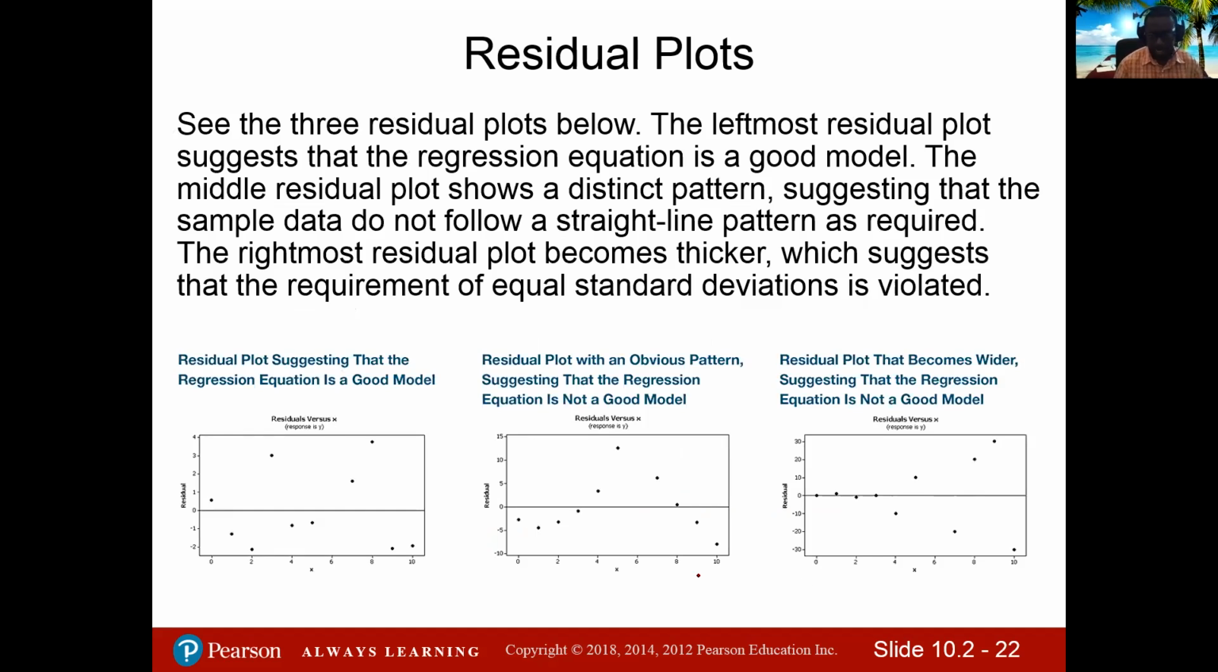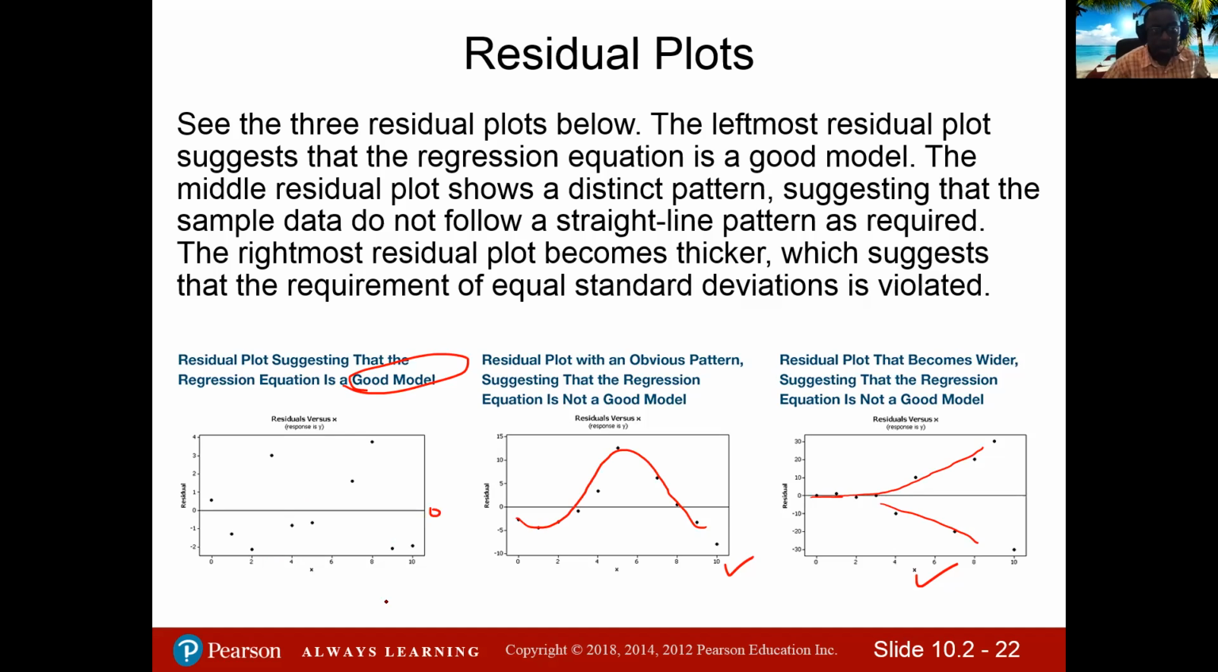Now look at the second and third graphs of the residual. These two are bad models because the residual shows some pattern. For this one, it is thinner and then gets wider. Then this is bad. Now the first one doesn't show any pattern at all, so that is a good model. Basically, you have almost the same number of points lying above the line and below the line. This is 0.